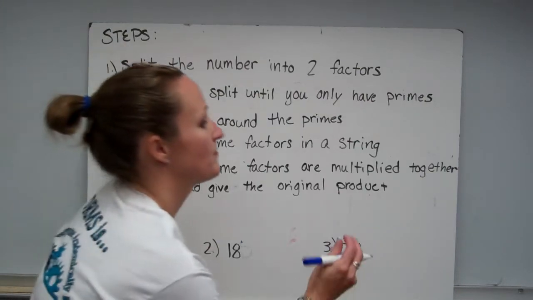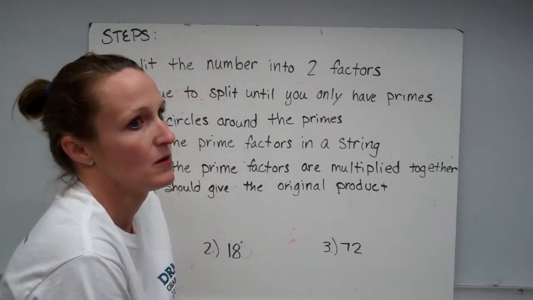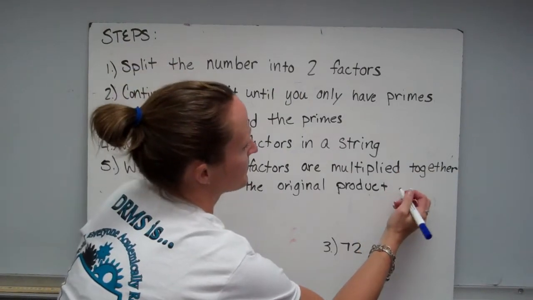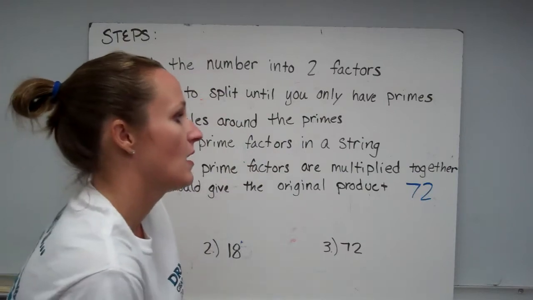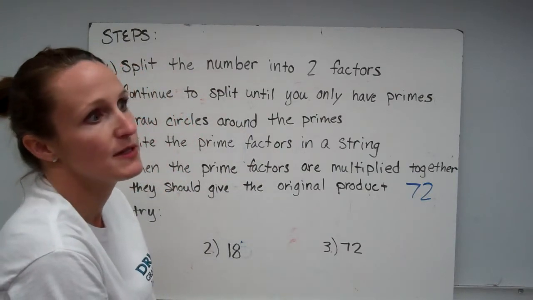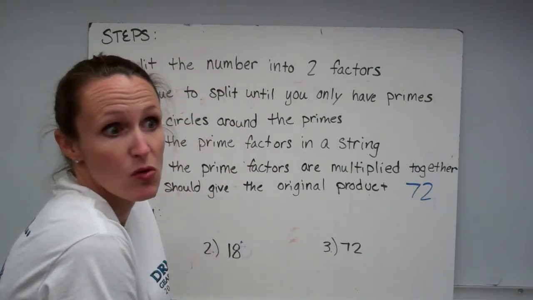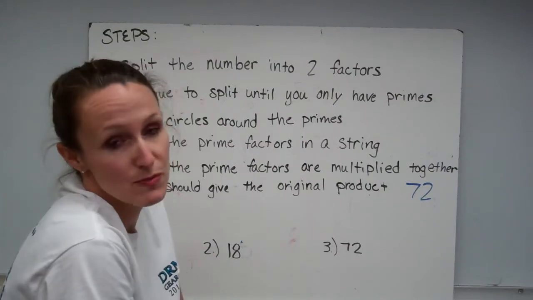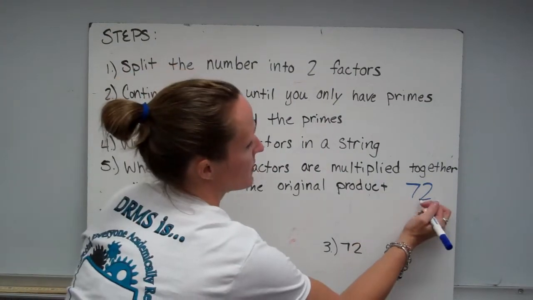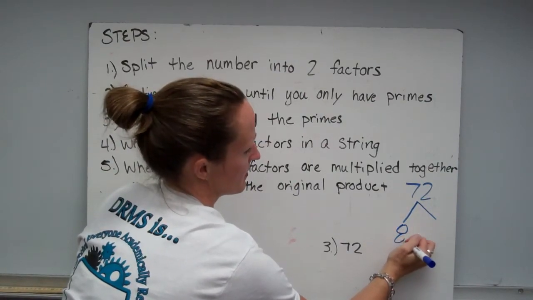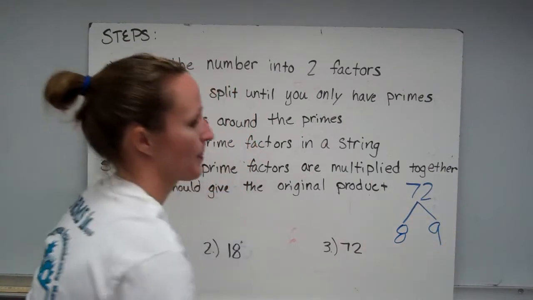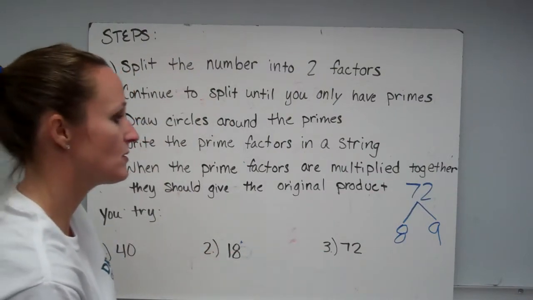Let's look at one more. What if I did 72? 72 is 12 times 6, or 1 and 72, which would be silly, or 8 times 9, which is what I want to use. 8 and 9. Whoops, you have 72 right there.